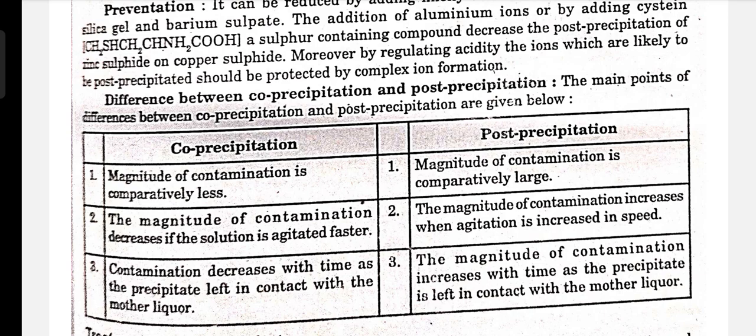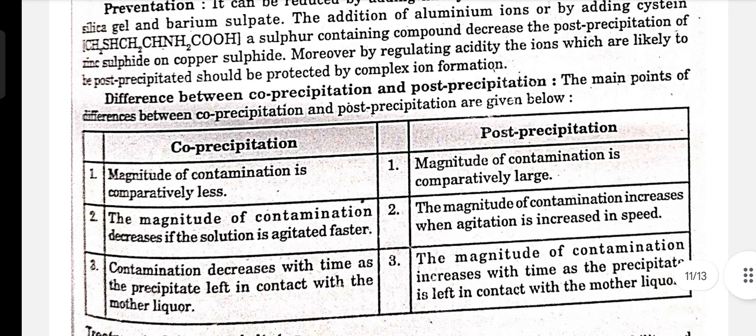The addition of aluminium ions, or of a sulfur-containing compound, decreases the post-precipitation of iron sulfide on copper sulfide. Moreover, by regulating acidity, the ions which are likely to be post-precipitated should be protected by complex ion formation. Difference between co-precipitation and post-precipitation.